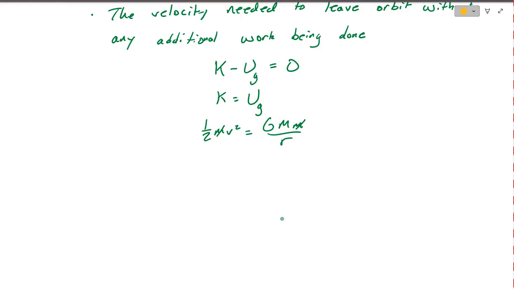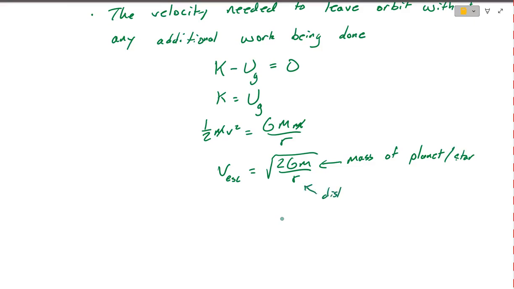So then I'd multiply by 2 and take the square root. So my escape velocity is the square root of 2GM over r. The mass here is the mass of, say, the planet or sun or whatever is being orbited, not the thing trying to leave. Correct, that's the one we canceled out. And r, remember, is the distance between centers of mass.